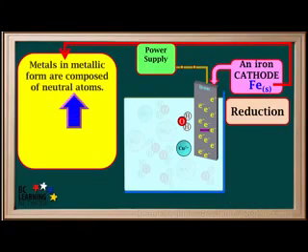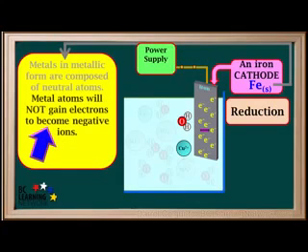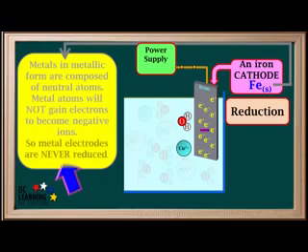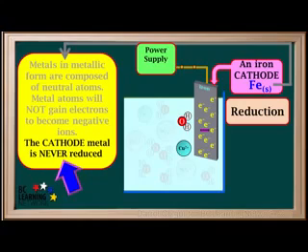Metals in metallic form are composed of neutral metal atoms. Metal atoms will not gain electrons to become negative metal ions. Negative metal ions cannot be formed. Metal atoms tend to lose electrons, not gain them. So metal electrodes are never reduced. And we can say that the cathode metal is never reduced.